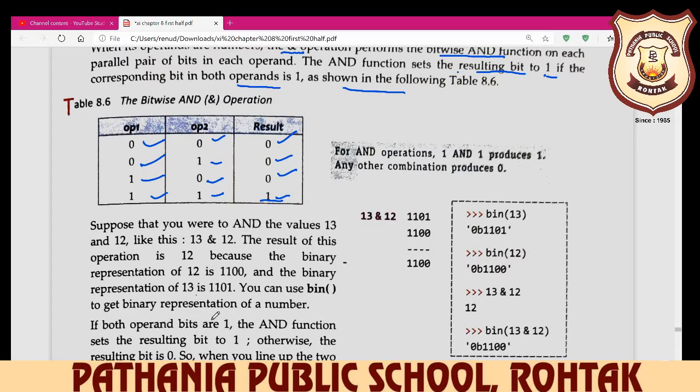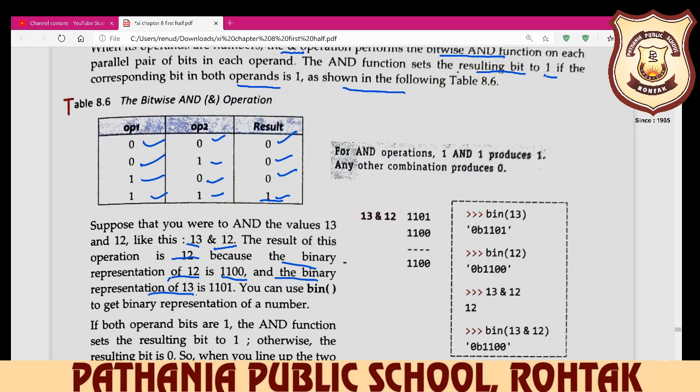Now let us suppose that we were to AND the values 13 and 12, like this: 13 ampersand 12. AND means the AND operator here. The result of this operation is 12, because the binary representation of 12 is 1101. And the binary representation of 13 is 1101.